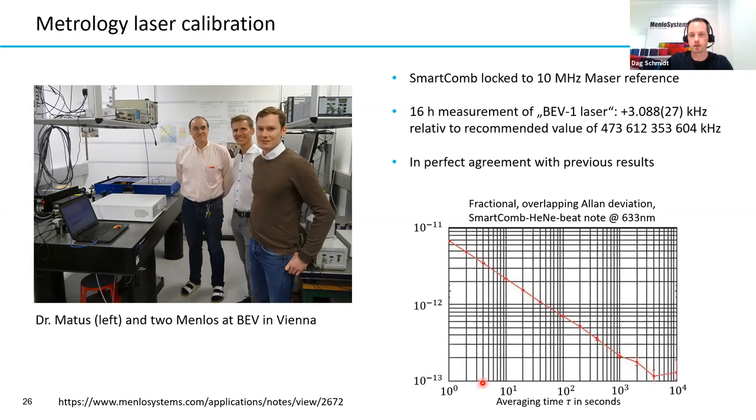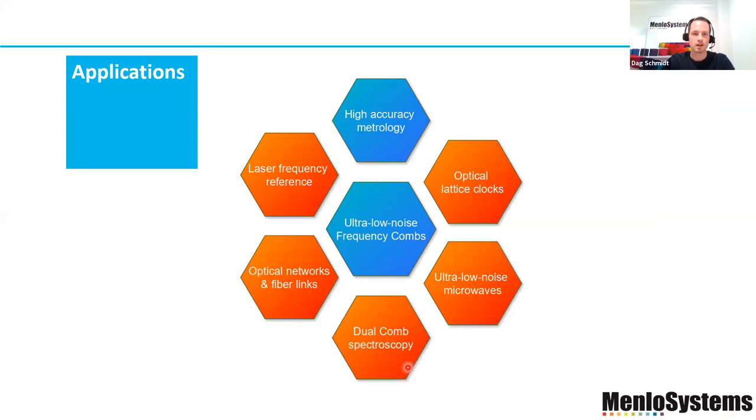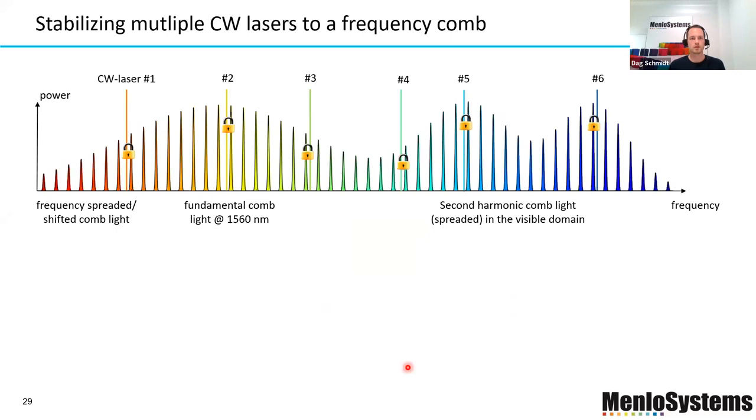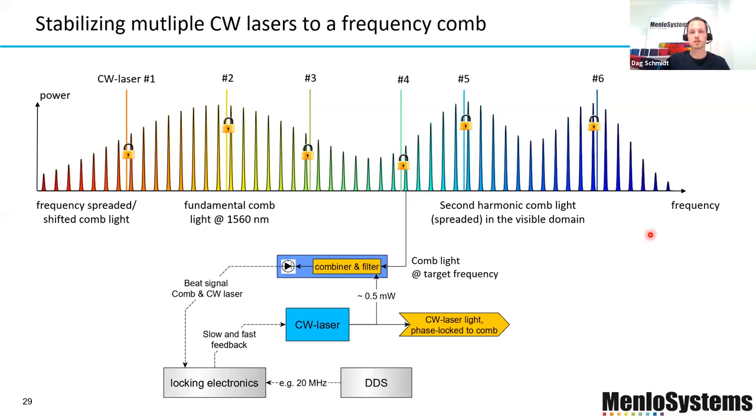All right, so the next application I want to show you is, I would say, the main application of frequency combs, if you use them as a laser frequency reference. So if you have a bunch of lasers and you want to stabilize them to your frequency comb, then our task, of course, is to provide the frequency comb light you need. So our fundamental combs, in most of the cases, start at around 1560 nanometers, and we have different techniques for frequency spreading and shifting the comb light, and also, for example, second harmonic generation to cover the complete visible spectrum. And how do we lock such a CW laser to the frequency comb?